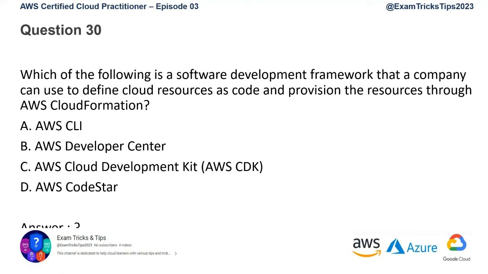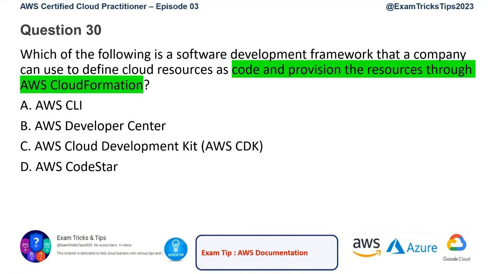Last question of this episode, question number 30. Which of the following is a software development framework that a company can use to define cloud resources as code and provision the resources through AWS CloudFormation? Now, read through the question and highlight your keywords. You can pause the video if you like. I hope you have read the question and highlighted the keywords. So the keywords are: we need to code and provision the resources through CloudFormation. Now let's go through the options one by one.